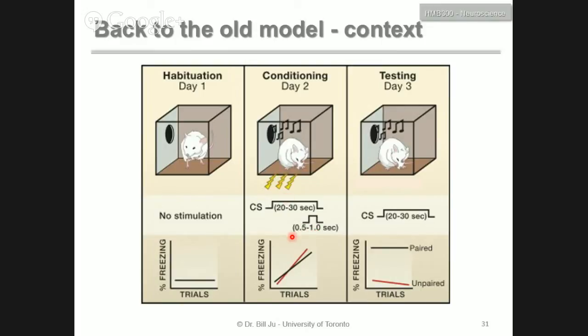And as you provide a little foot shock, the animal stops moving. It freezes. And as it learns that this music precedes the delivery of a foot shock that it doesn't like, it starts freezing more and more often on every trial that you give it. The more often it hears this music, the more often it will start freezing, and you can start measuring this behavior.